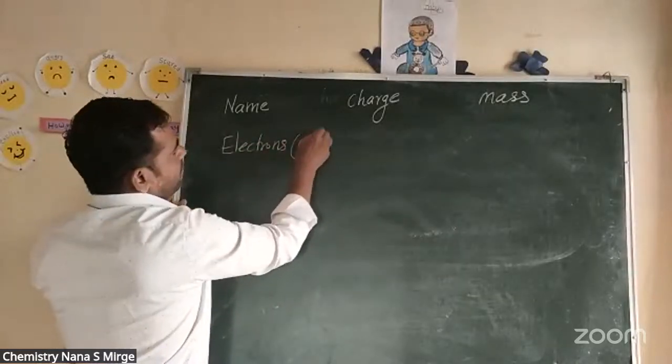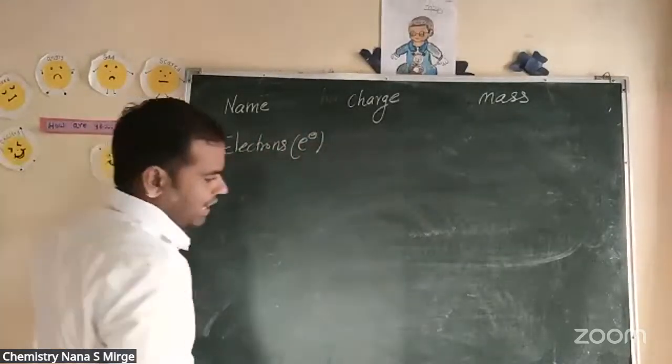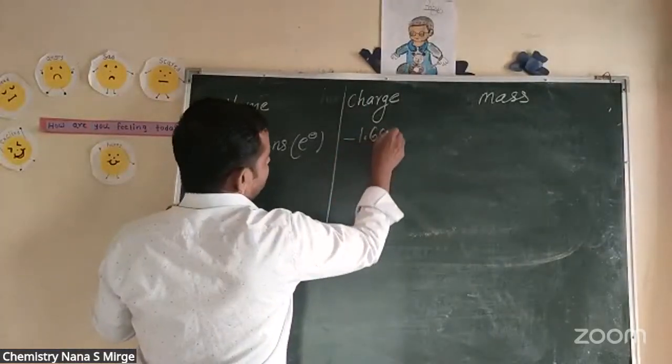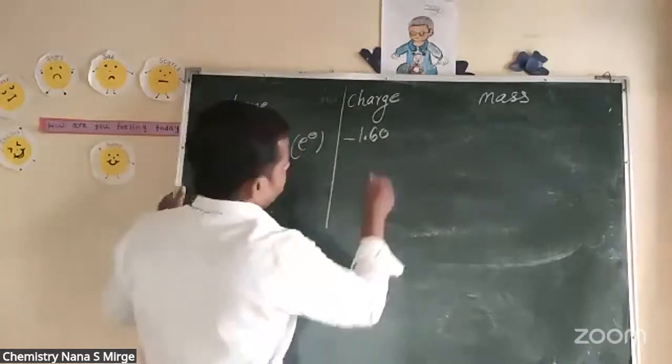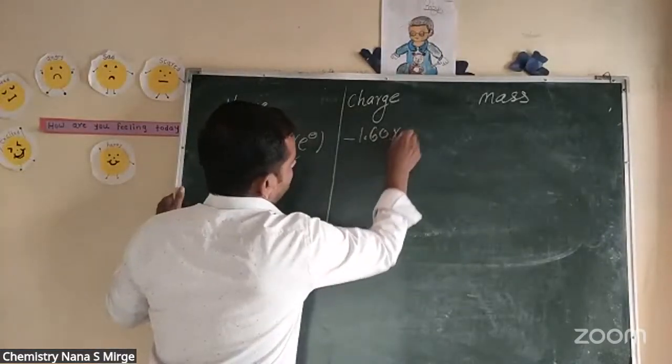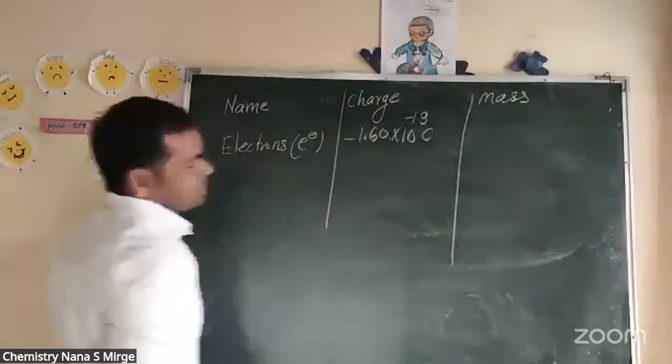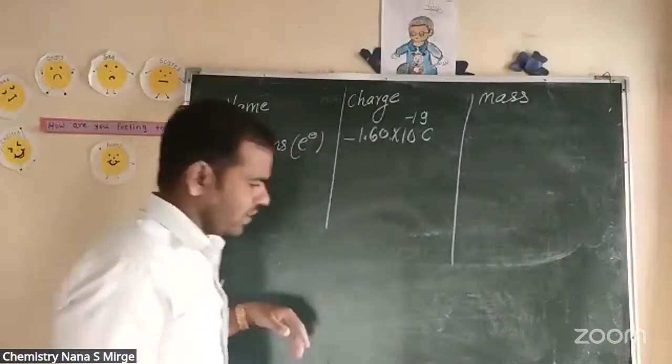Electrons are denoted by e negative. What is the charge on an electron? It is minus 1.60 into 10 raised to power minus 19 coulomb. That much amount of charge. And the mass of an electron is 9.10 into 10 raised to power minus 31 kilogram. That is the mass of an electron, very, very small.